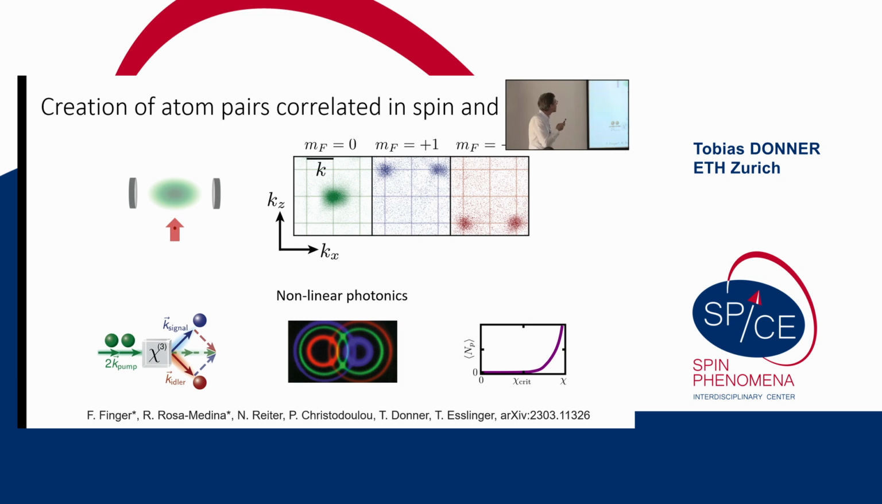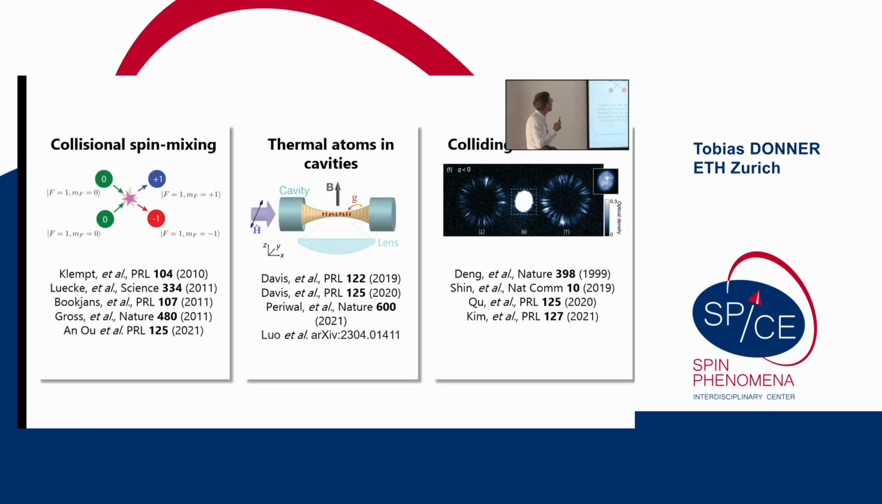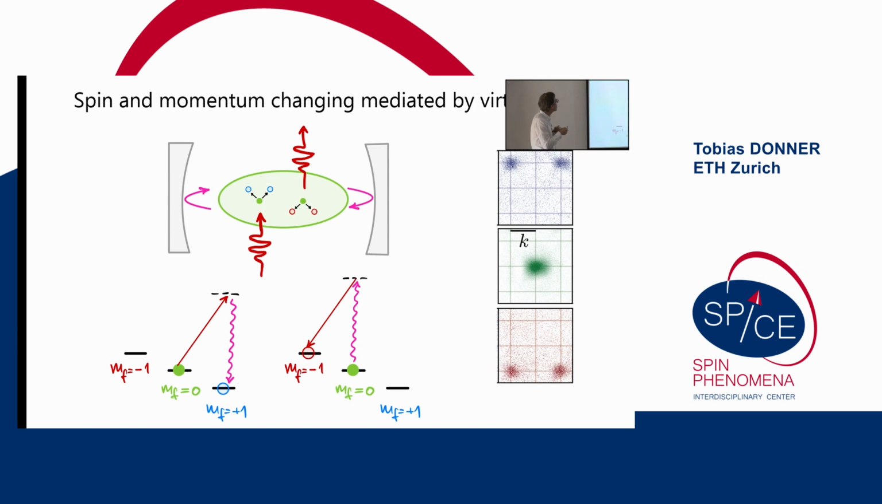So this made us interested in this process, and if you look into literature, then there are also other processes with which you can do this in cold atoms, like collisional interactions, or also with cavities and thermal atoms, or if you drive a BEC strongly and again use the collisions. However, our process is remarkable because it couples both spin and momentum at the same time. So this is the microscopic picture.